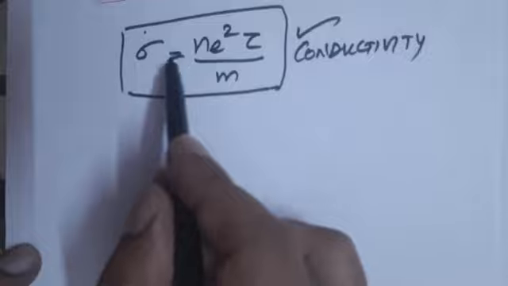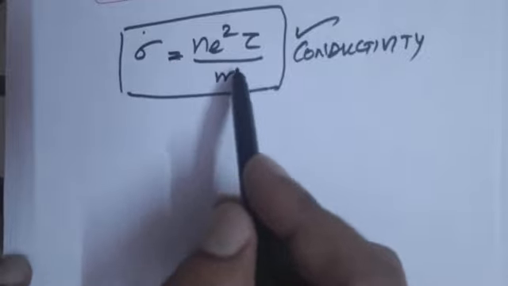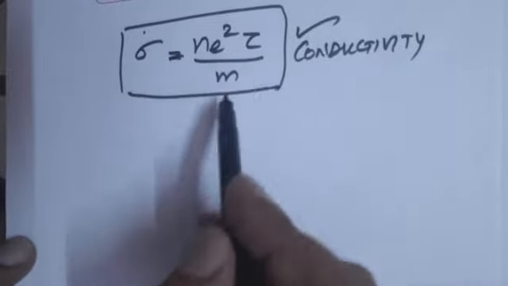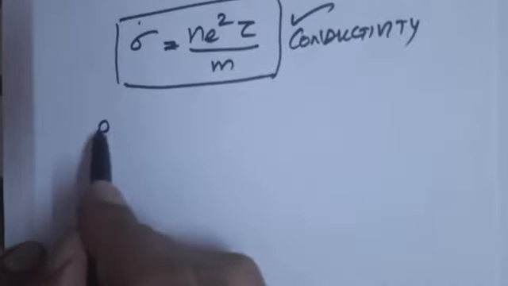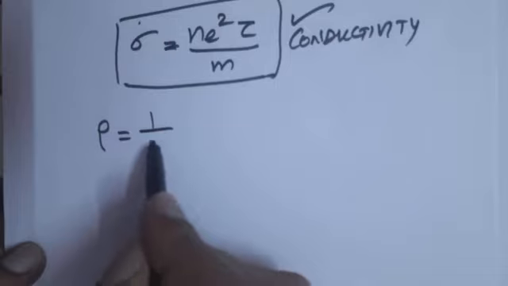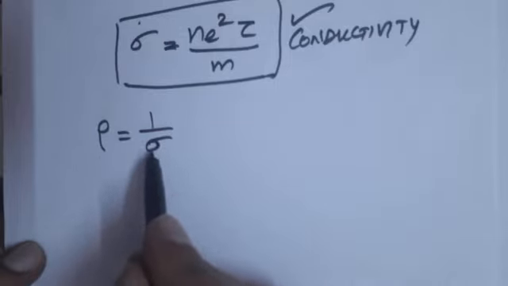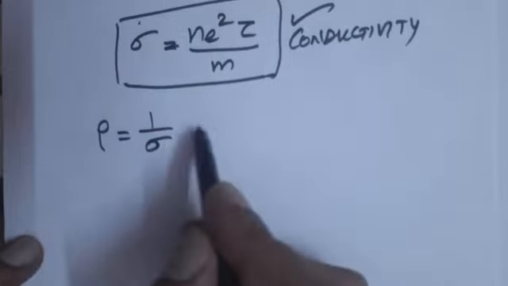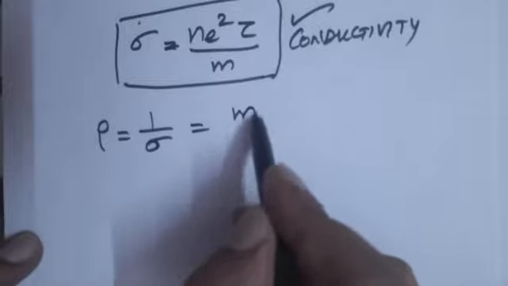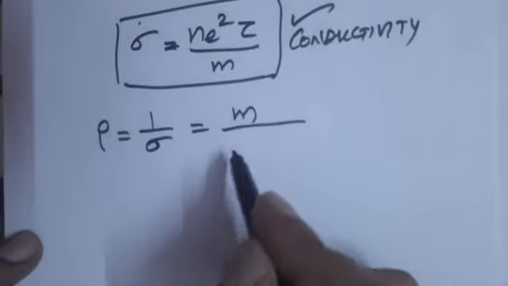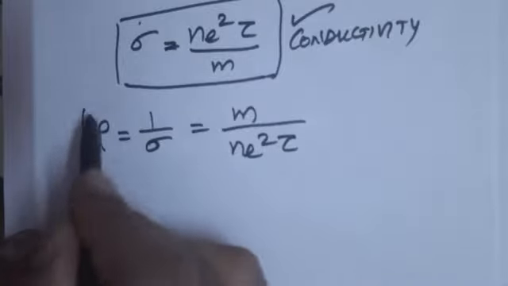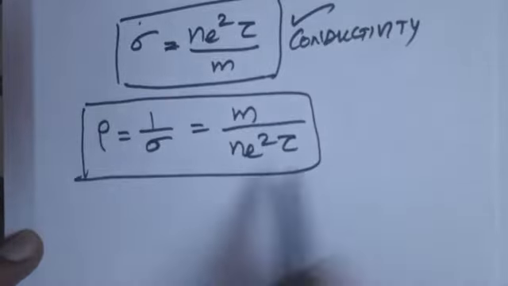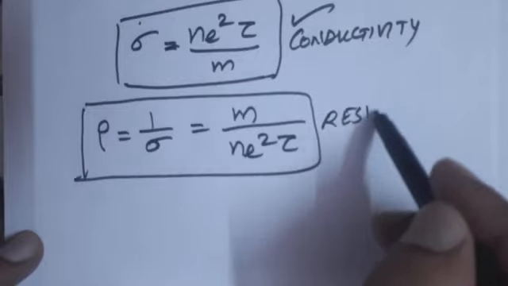If we take the magnitude only, we are considering the modulus. The modulus gives n e square tau by m. Now what is resistivity? Resistivity is 1 by sigma. The reciprocal of conductivity is resistivity, which is equal to m by n e square tau. So if resistivity is asked, you have to choose this equation.